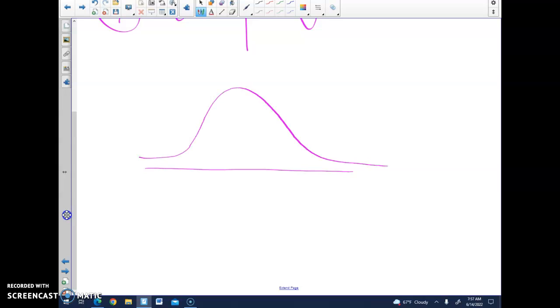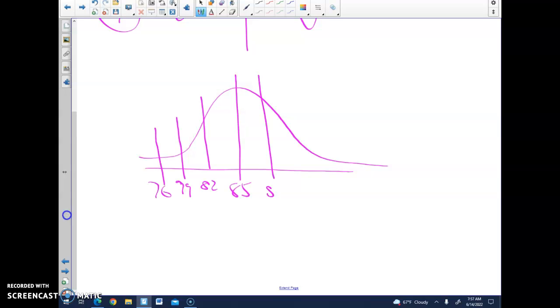We have the normal distribution over the bell curve. First thing I'm going to do is write out my numbers: 82, 79, 76, 88, 91, 94. Okay. 34%, 34%, 13.5, 13.5, 2.35, 2.35, and then the extremes of 0.15 and 0.15 on either end.